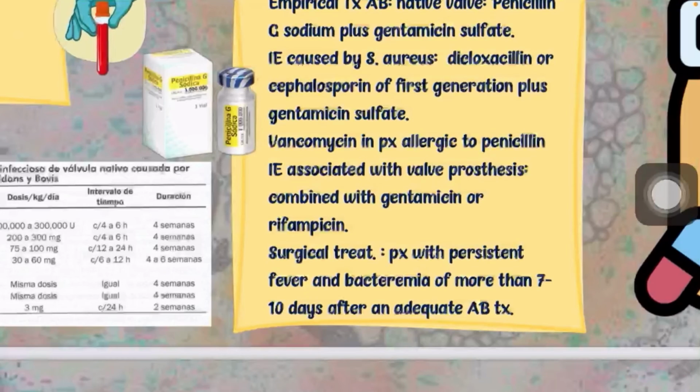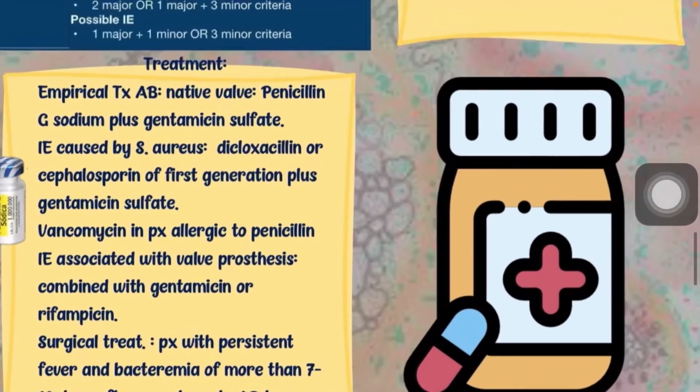When the IE is associated with a valve prosthesis, we combine it with gentamicin or rifampicin, and the surgical treatment is for patients with persistent fever and bacteremia of more than 7 to 10 days after antibiotic treatment.